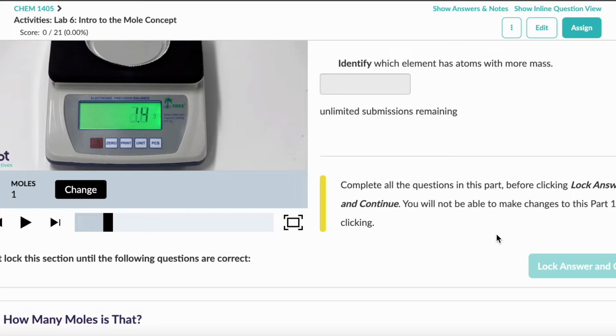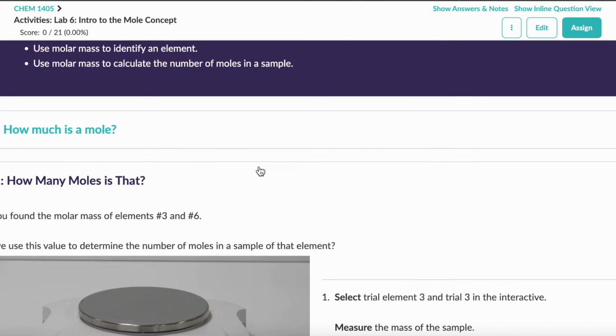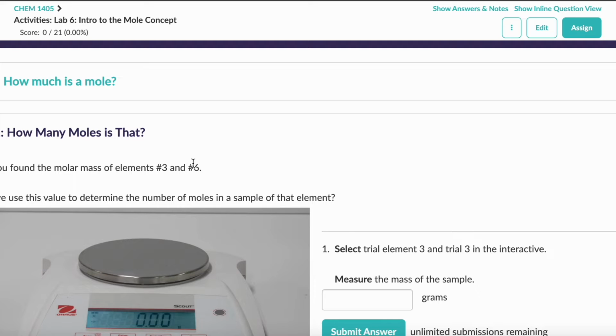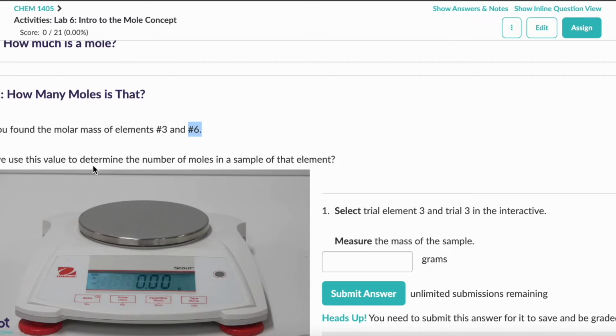And then you're going to lock your section once you are confident and done with section 1. And you're going to head over to part 2. So in part 2, you are calculating moles. So in part 1, for example, this is a different combination, right? Every combination will be different, whenever it's algorithmic. So everybody will have a different combination of 2 elements. But here we found the mass of element 3 and 6. So how can we use this value to determine the number of moles?